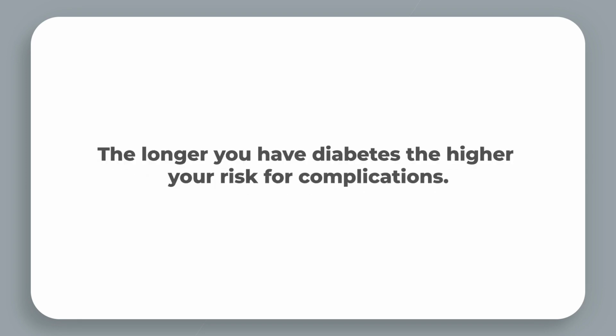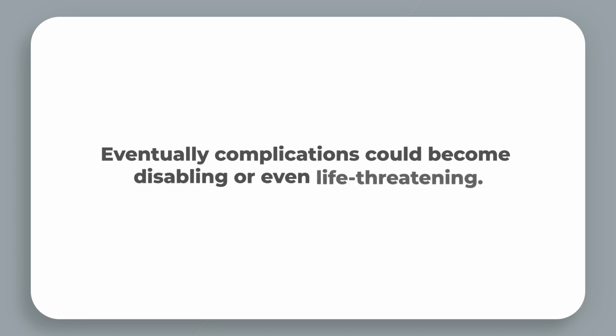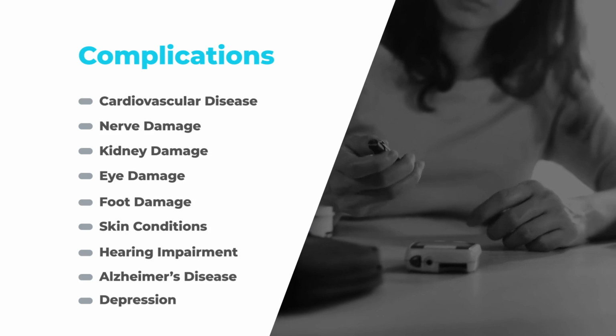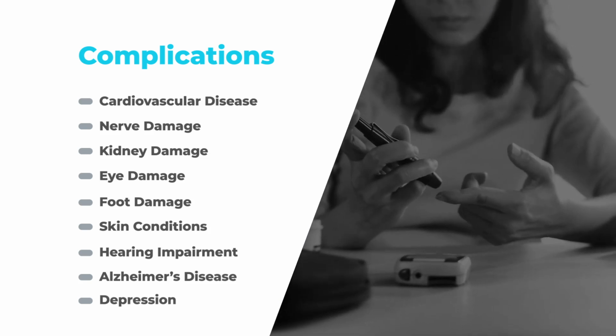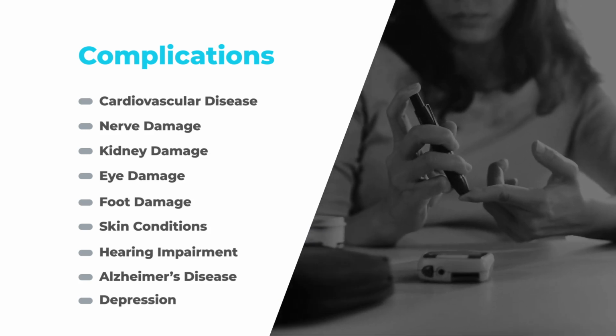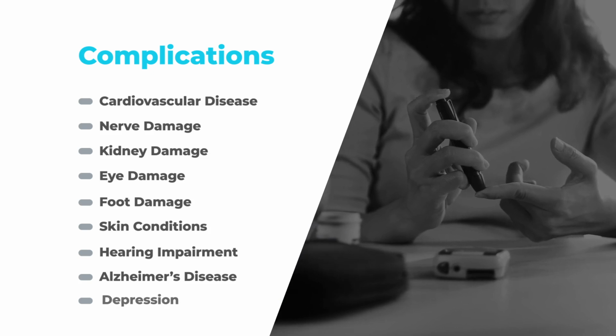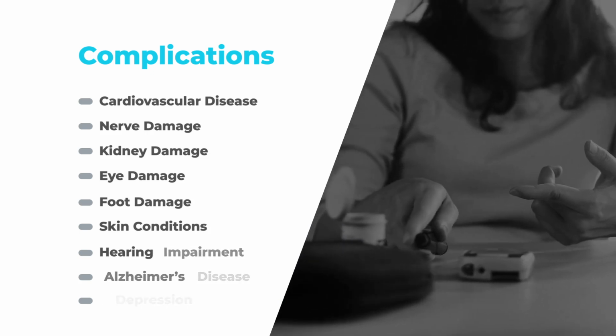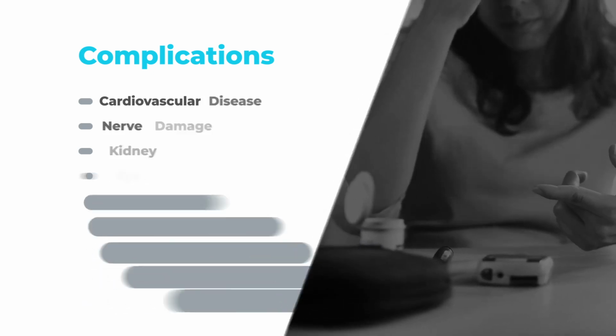The longer you have diabetes, and the less controlled your blood sugar, the higher the risk of complications. Eventually, diabetes complications may be disabling or even life-threatening. Possible complications include cardiovascular disease, nerve damage, kidney damage, eye damage, foot damage, skin conditions, hearing impairment, Alzheimer's disease, and depression.